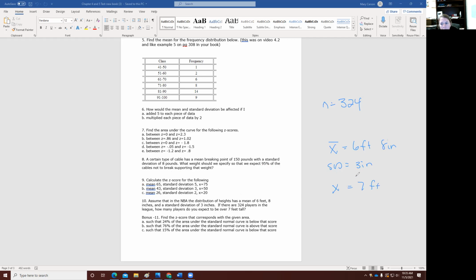So we want to know over 7 feet. So that will be your X, your data value. The problem here is they give you the standard deviation of 3 inches, and I have my mean in 6 feet and 8 inches. So what I would have to do is convert everything to inches. So I know there's 12 inches in 1 foot. So 6 times 12 would give you 72 inches. And then I add the 8 to it, and that would be 80 inches. And the same thing here, I would do 7 times 12 to go ahead and convert that to inches, and that's 84 inches.